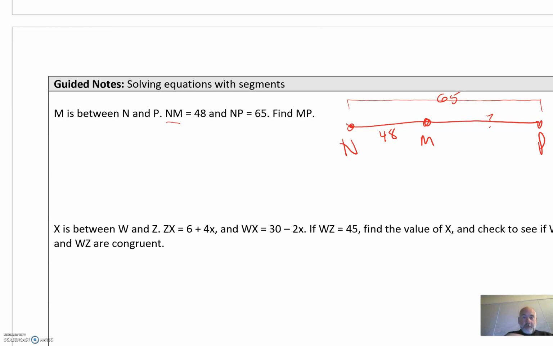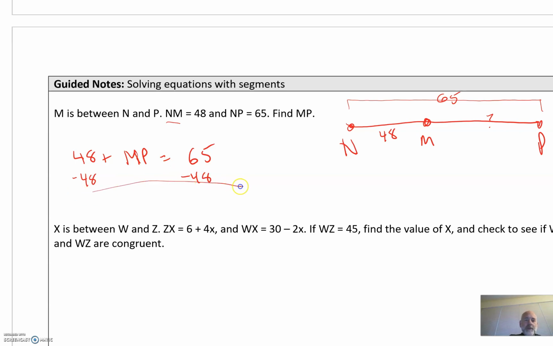Well, this is pretty straightforward. The two little segments are going to add up to the big segment because they're all in one segment. They're all collinear. So 48 plus however long MP is going to get you 65 as an answer. And now we've got algebra showing up. So you can set up an equation like this and then do whatever algebra you need to solve it. So I could subtract 48 on both sides.